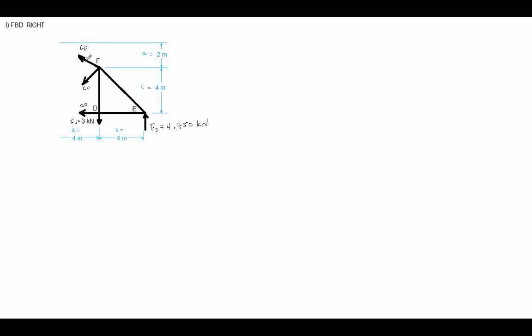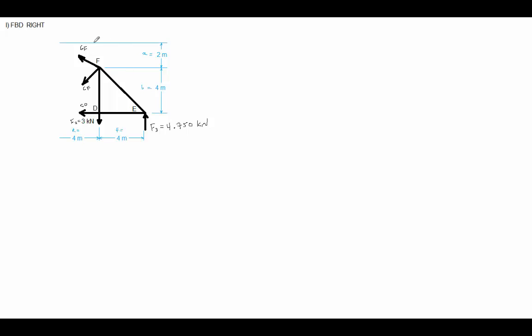I cut member GF, so where I cut that, I now have force GF. I cut member CF, so in its place I will have force CF. I also cut member CD, so in its place I will have force CD. You must assume the unknown forces in tension when you do this problem, which means they are pulling on the object you have drawn. So GF is pulling on point F, CF is pulling on point F, CD is pulling on point C. That is a requirement.